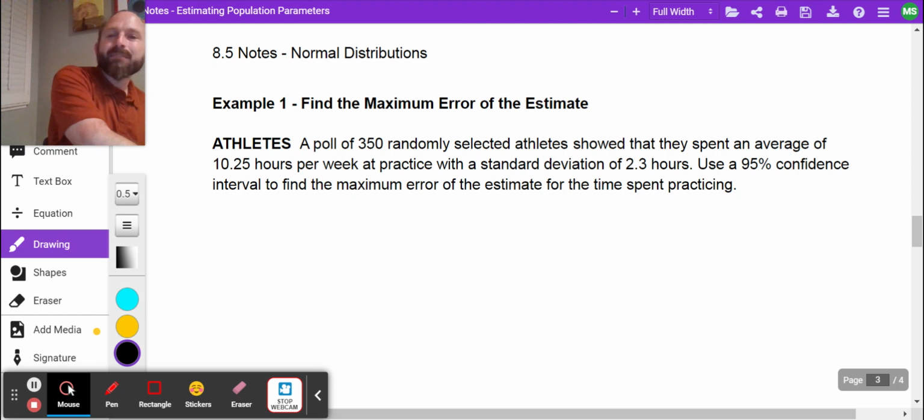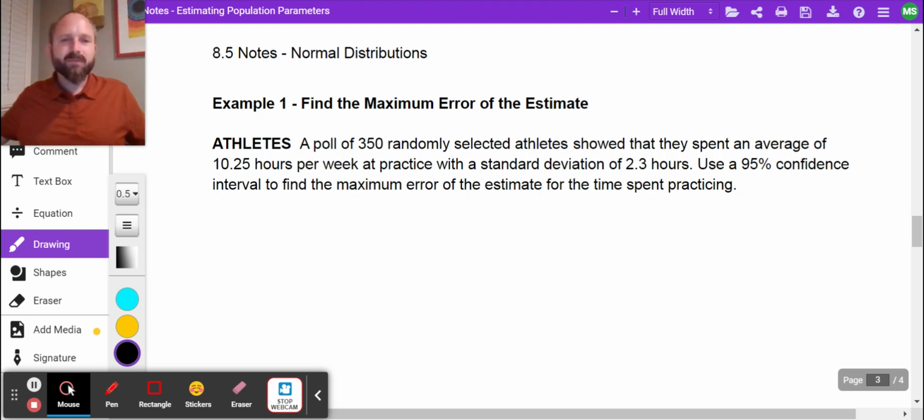So, finding the maximum error of the estimate. Let's just dive in and do an example from each of the problems. We have example 1, athletes. A poll of 350 randomly selected athletes shows they spent an average of 10.25 hours per week at practice, with a standard deviation of 2.3 hours. Use a 95% confidence interval to find the maximum error of the estimate for the time spent practicing.